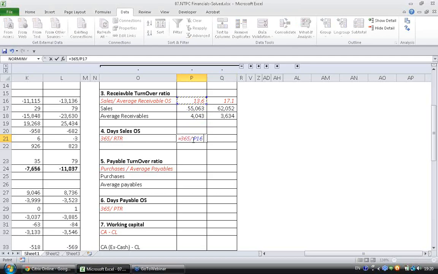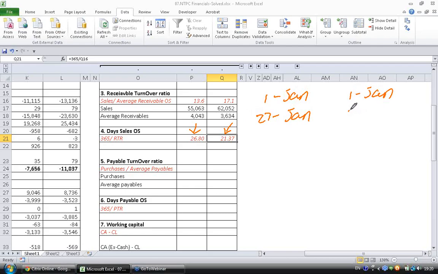365 divided by 13.6 and 21.7. So what has happened between last year and this year is, last year it took on average 27 days to collect the sales. This year it takes only 21 and a half days to collect the sales. To put it another way, last year if a sale was made on 1st January, the collection was made on 27 January. This year if the sale was made on 1st January, the collection was made on 22nd January. Right? So obviously this year is much better, because the company releases cash much faster. And hence you can say that the company has become more efficient between the 2 years.